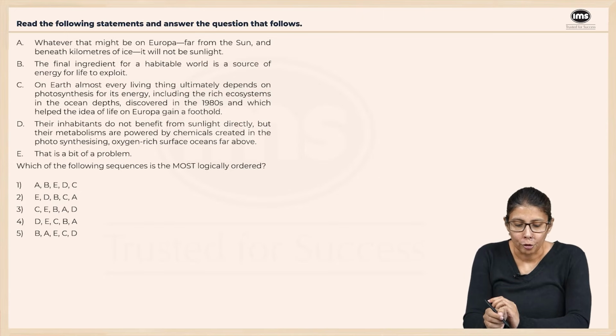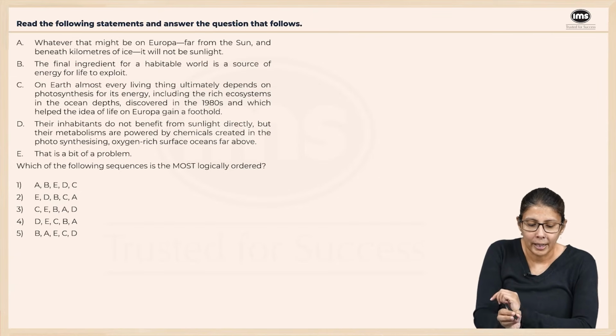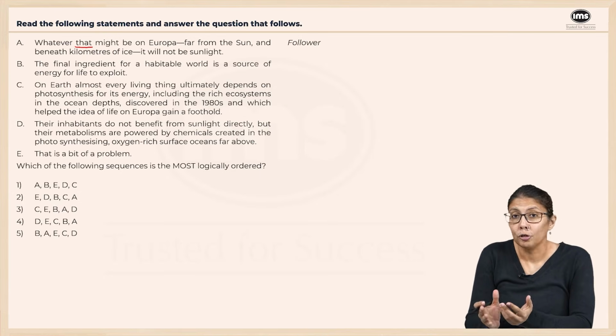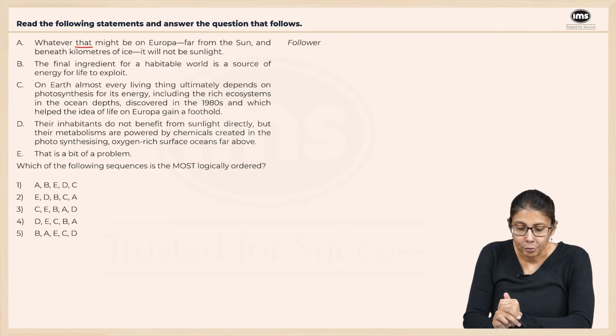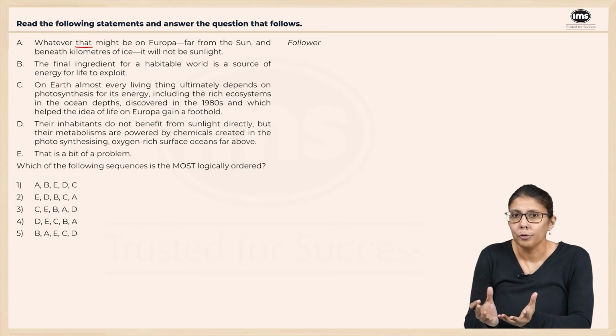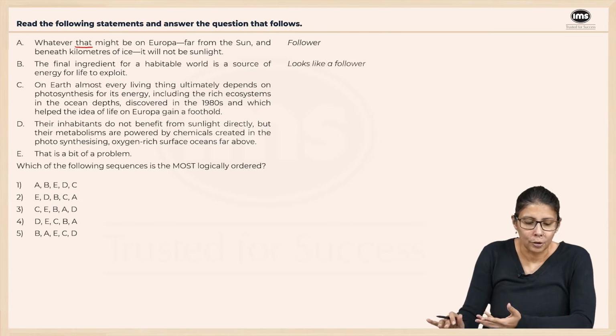Whatever that might be on Europa, far from the sun, beneath kilometers of ice, it will not be sunlight. So when I say whatever that might be, there's clearly a reference to some other sentence. So this is a follower. Now I'm not sure which sentence yet because I haven't read the others. So let's go to B. The final ingredient for a habitable world is a source of energy for life to exploit. Now when it says final ingredient, I thought, okay, this looks like a follower. I mean, there is nothing else, no pronouns, no transition words, but normally before this I would have said what are the other ingredients. So it looks like a follower, but I'm not very sure.